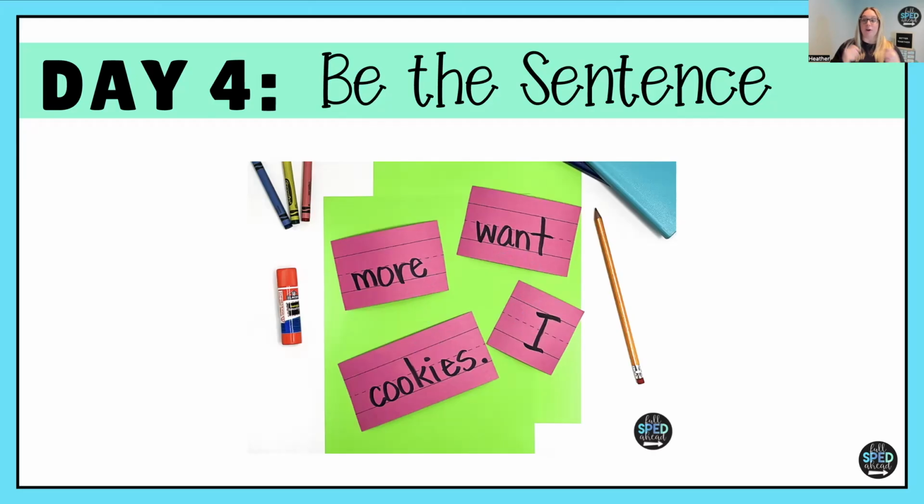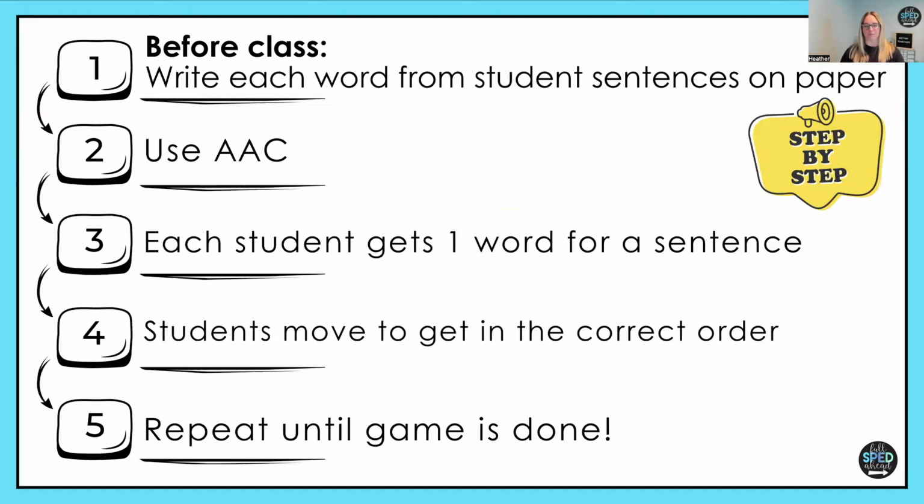And then we're going to pass out a paper to each student so that they can be the sentence. So move around the classroom to be in the correct order. Again, we're going to write the word from each student's sentences on paper, or again, you can use this. It's just a little smaller. Using their AAC device, we're going to figure out which is the correct order.